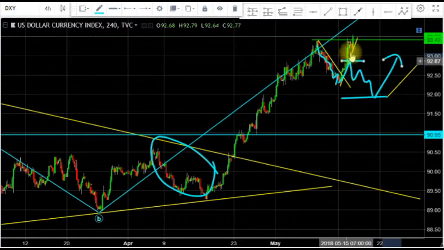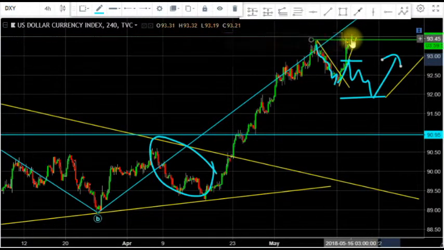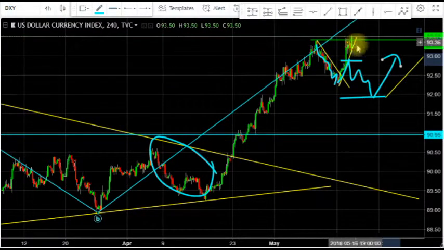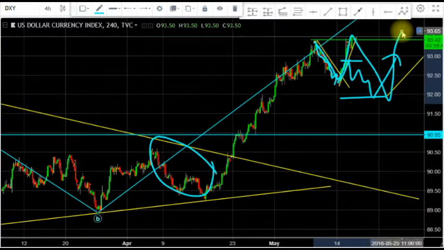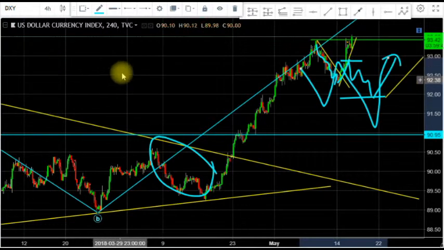And since then it's pushed up. We now look like we're getting the break of the top. Until it broke the top, and it might still do it, we could get an expanded flat. This could be an A, B, C, and then we get our fifth wave. That's still possible.